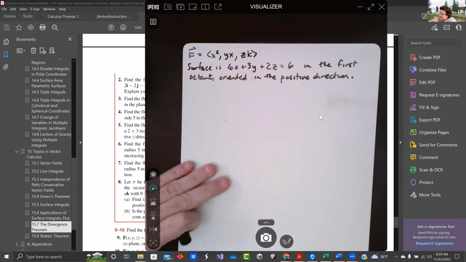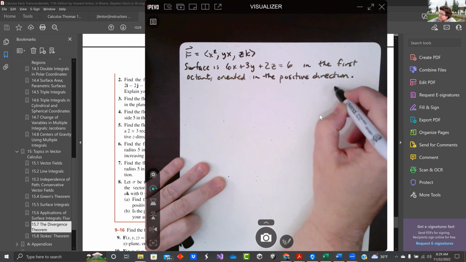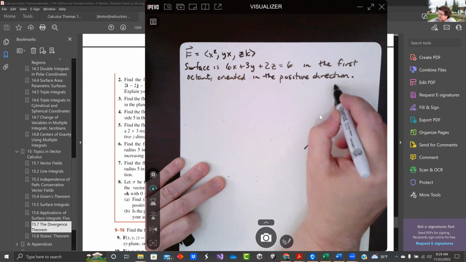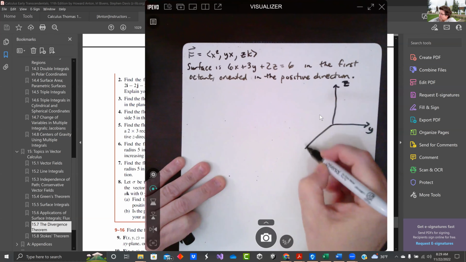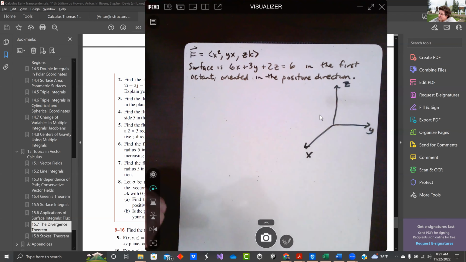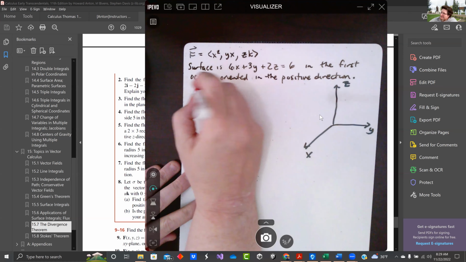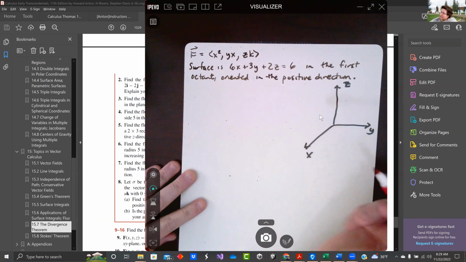Well, maybe the first thing we should do is draw a picture. Let's get a feel for what we're looking at. Now, some of you are going to say, I don't know how to graph 6x plus 3y plus 2z equals 6. And for that, I say, bullshit. You just haven't done it so long, you don't recall doing it. Set two variables equal to 0 and solve.